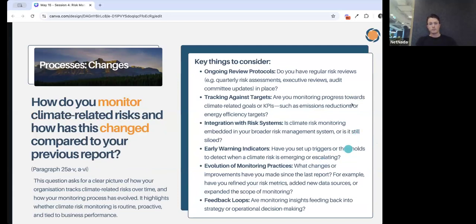We'll race through these. Monitoring, we're looking at ongoing reviews. Remember, we're making sure that things aren't static. We're making sure we've got a dynamic way to keep tracking against targets. We want to make sure everything's integrated in with the business. We want to make sure that we've got clear indicators for any warning signs.